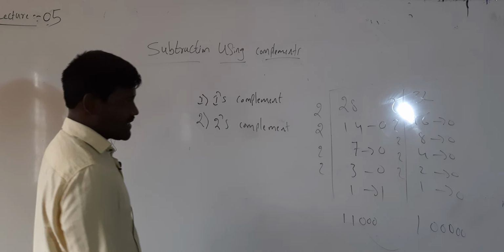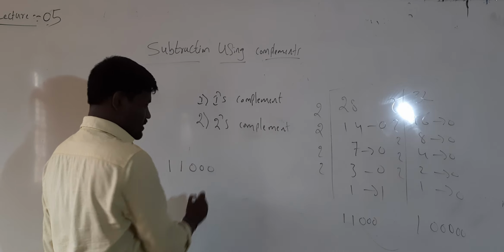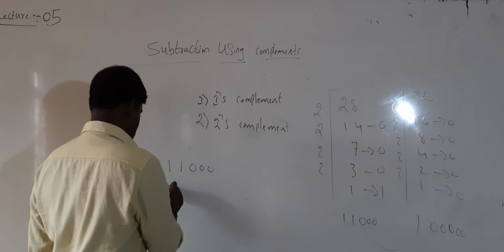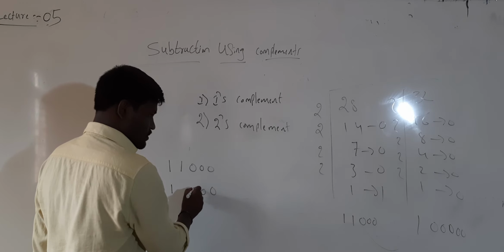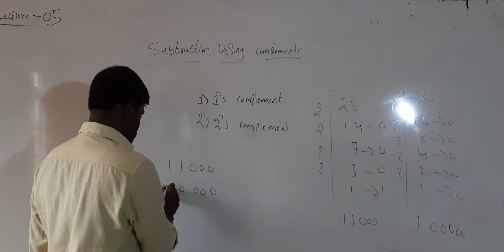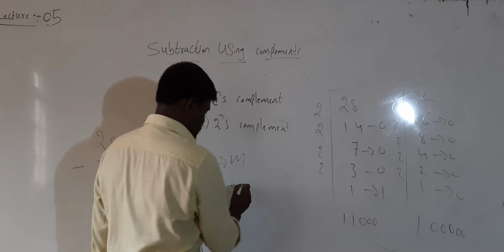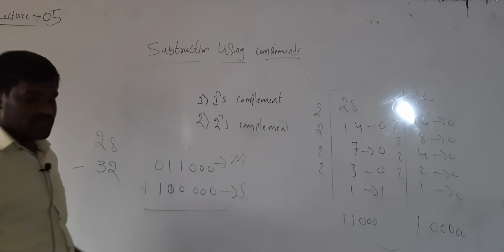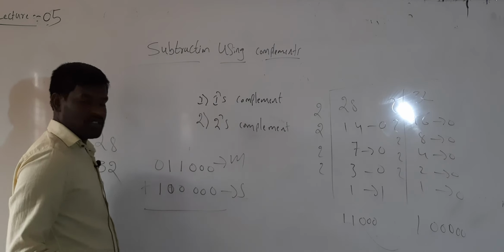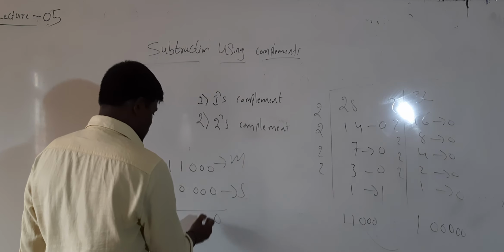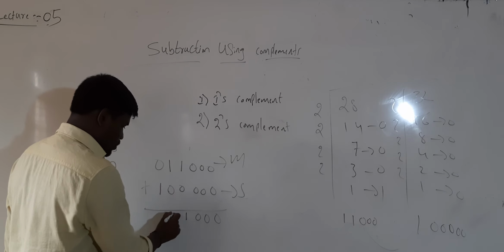See here, 28, 11, 000. So this is the minuend and this is the subtrahend. Okay, so just add 0 plus 0 is 0, 0, again 0, 0, 1, 1, 1.